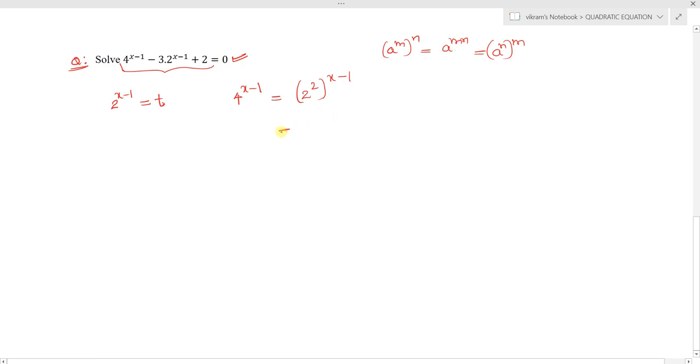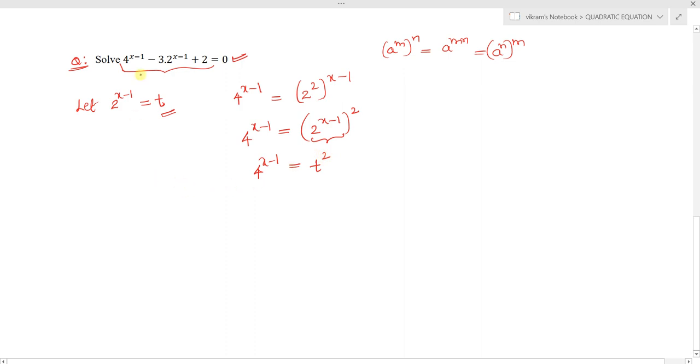So that means now we can write this as 2 power x minus 1 whole square. Then the 4 power x minus 1: a power mn can be written as (a power m) whole power n or (a power n) whole power m. Then we can write it as (2 square) whole power x minus 1, as (2 power x minus 1) whole square. Here we assumed, so let 2 power x minus 1 equals t, then 4 power x minus 1 can be written as t square.